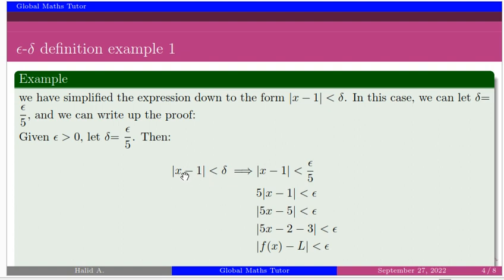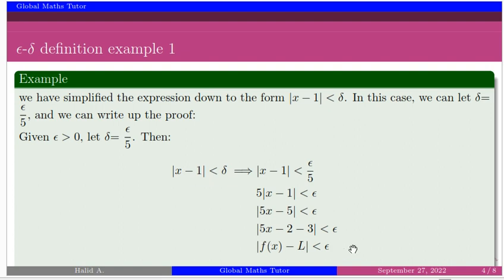So rewriting backward, |x minus 1| less than delta, and this delta is chosen as epsilon over 5, then cross-multiplying, it will be 5 times |x minus 1|, and this is |5x minus 2|, we try to manipulate this one in terms of |f(x) minus L|. So we got the form.